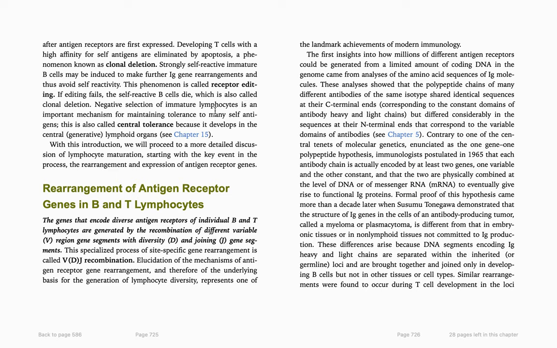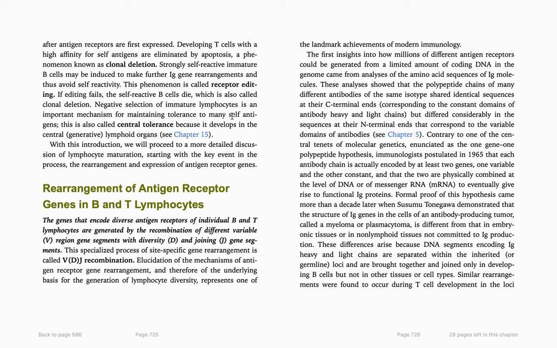Negative selection of immature lymphocytes is an important mechanism for maintaining tolerance to many self-antigens. This is called central tolerance because it develops in the central generative lymphoid organs. With this introduction, we will proceed to a more detailed discussion of lymphocyte maturation, starting with the key event in the process: rearrangement and expression of antigen receptor genes.